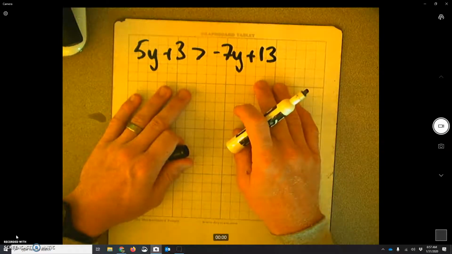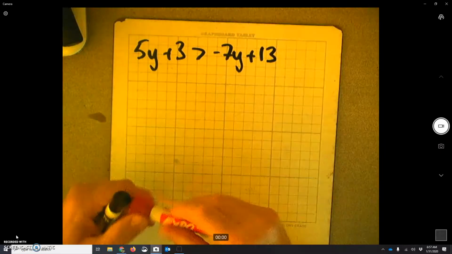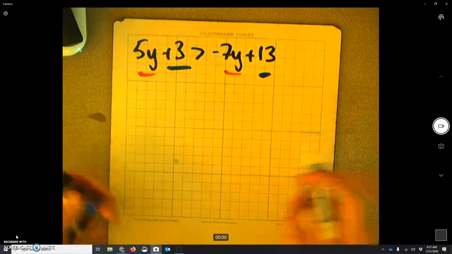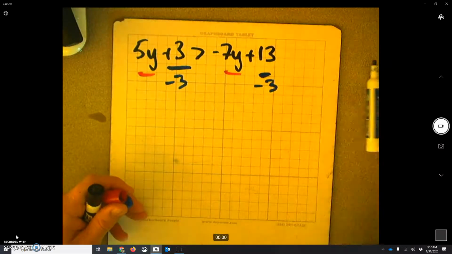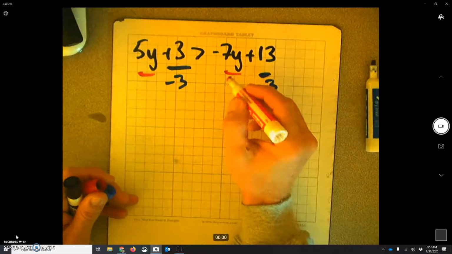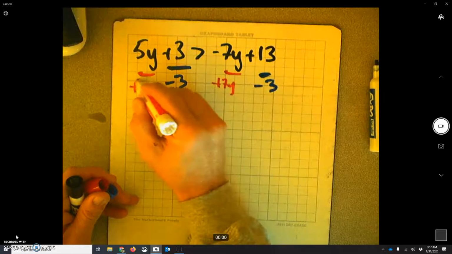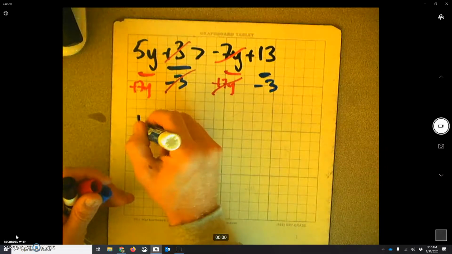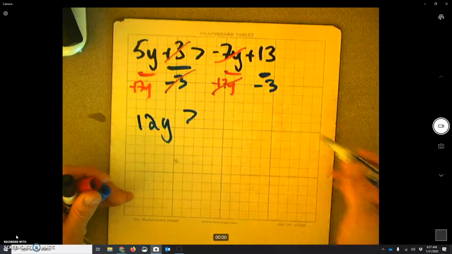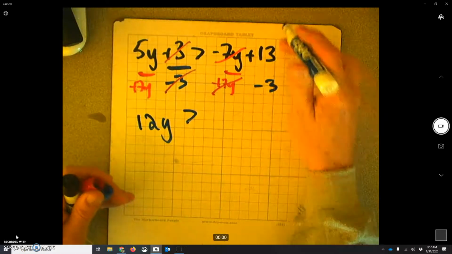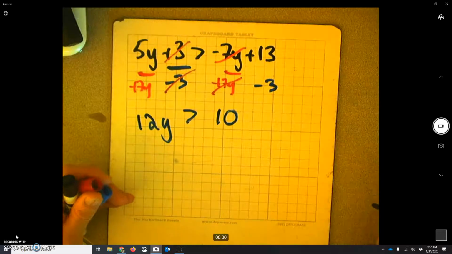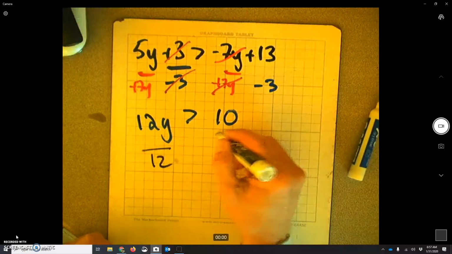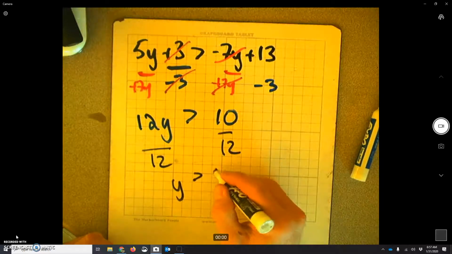So first thing we're going to do is move all the variables to one side, and we're going to move the constants to the other side, okay? So subtract 3. And I'm going to move my variables to the left, so plus 7y, plus 7y. So these cancel off, and these cancel off. All right, 5y plus 7y is 12y, same symbol, and 13 minus 3 right there, we get 10. Our last step is to get our y by itself, so it's 12 times y, so we divide by 12, and we get y is greater than 10 over 12.